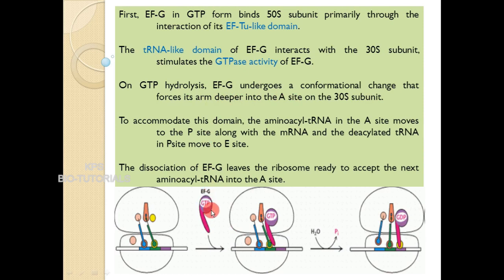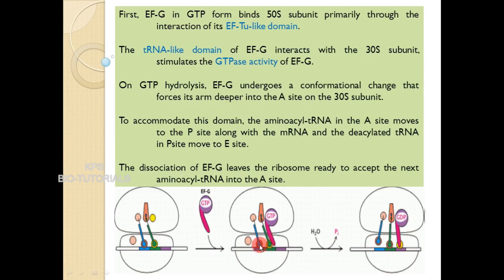So EF-G first binds with the 70S ribosome with the help of its EF-Tu-like domain, and with the help of the tRNA-like domain it also interacts with the 30S subunit, and due to this interaction GTP hydrolysis occurs. And when GTP hydrolysis occurs, a conformational change occurs in EF-G which forces it to bind deeply in this 30S subunit. So to accommodate this EF-G in the 30S subunit, the tRNA in the A site is pushed towards the P site.